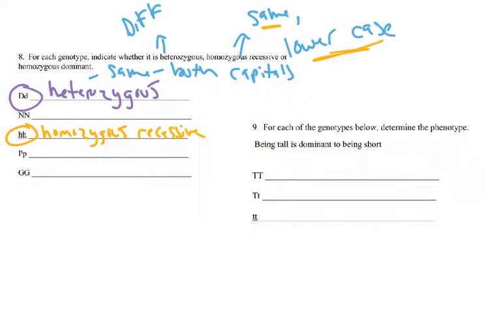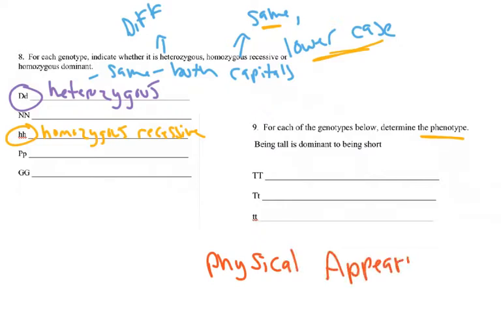Number 9. For each of the genotypes below, determine the phenotype. Being tall is dominant to being short. So remember, the phenotype is your physical appearance. So how you'll actually look. So will you be tall or will you be short? And remember, being tall is dominant. So that big T, if you see it, probably means they're going to be tall.